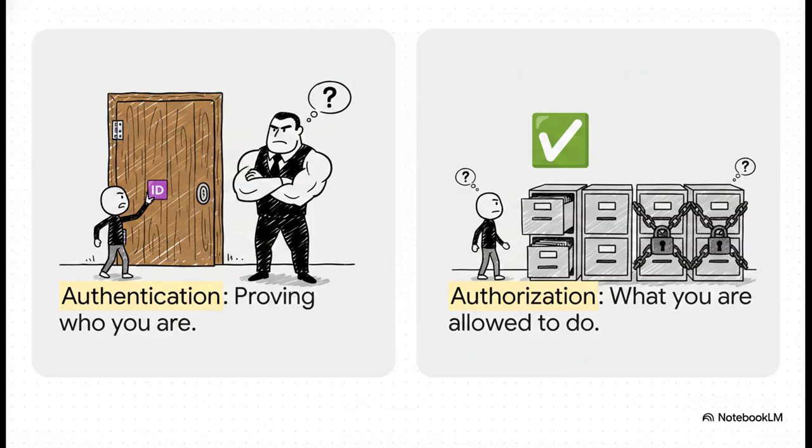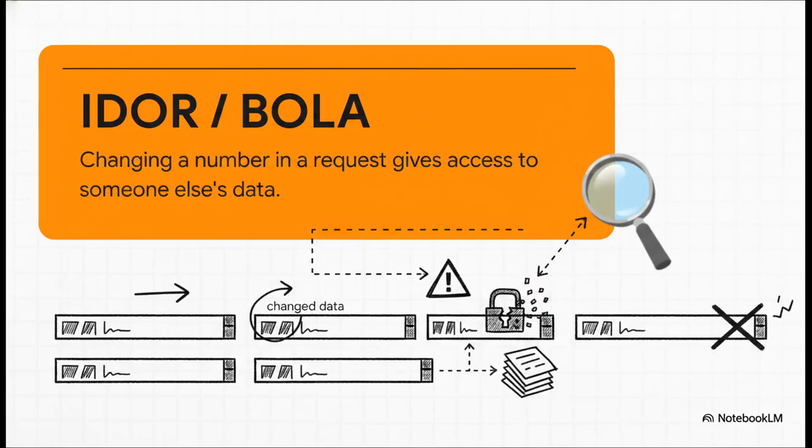Well, it basically knew who logged in, sure, but it completely forgot to check if that person was actually allowed to see the specific record they were asking for. And this leads right into a vulnerability known as IDOR, or BOLA, broken Object Level Authorization.